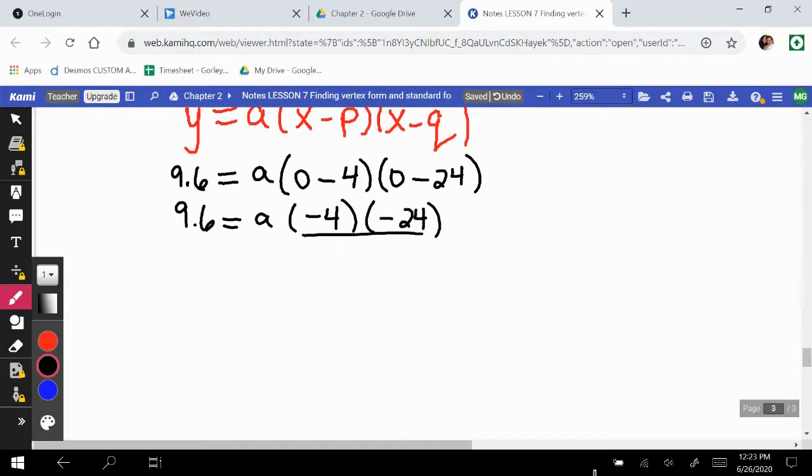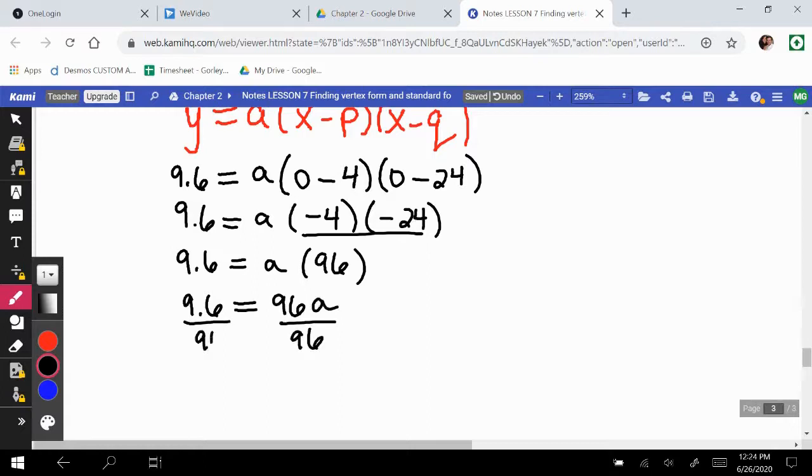All right, let's go ahead and multiply these together. Negative 4 times negative 24 is equivalent to 96. So I'm going to write this as 9.6 equals 96a, and then to get a by itself, we divide both sides by 96. A is equal to what? What is 9.6 divided by 96? That is 0.1. Okay. Another way that you can write 0.1 is 1/10. Either option would be acceptable. Right? Let's just use the decimal form since this is a real world example problem.